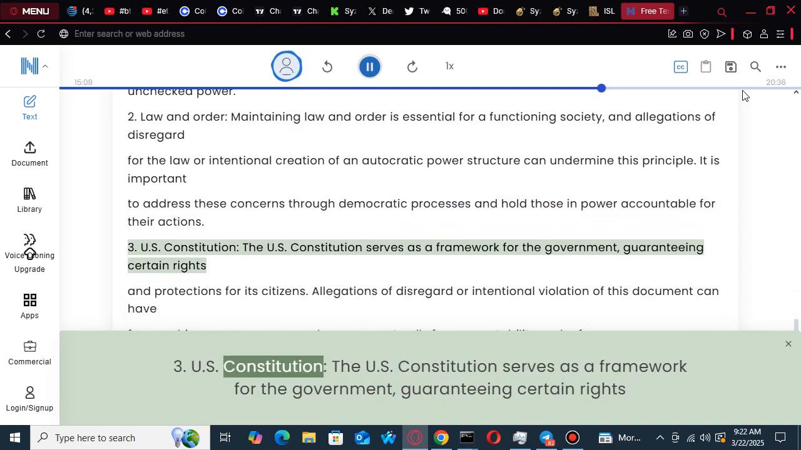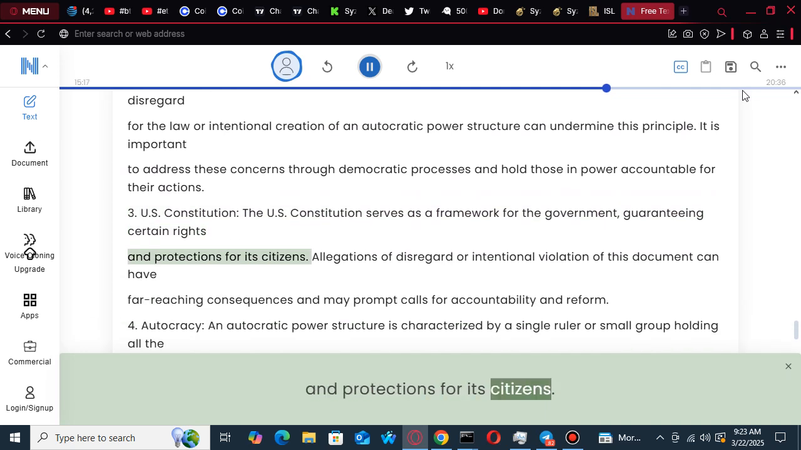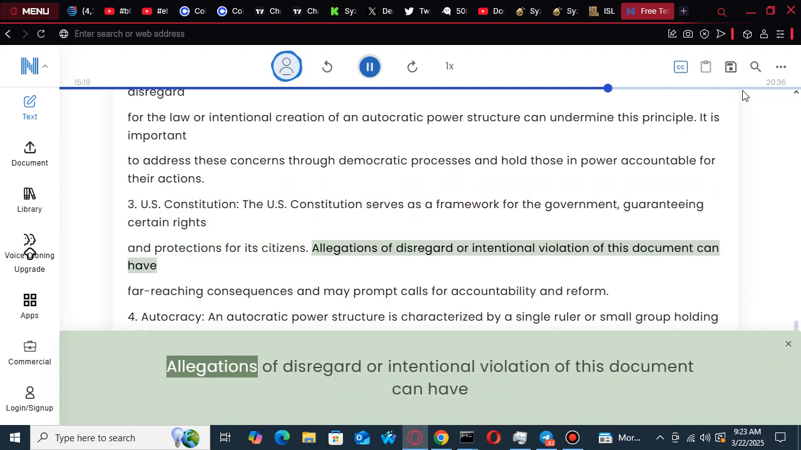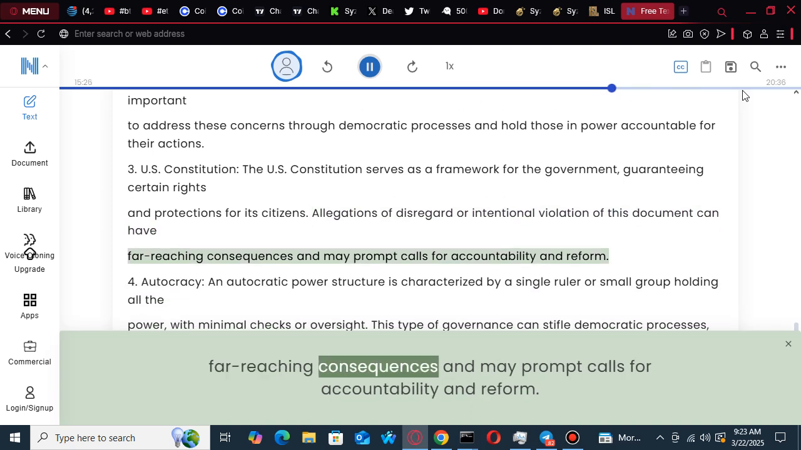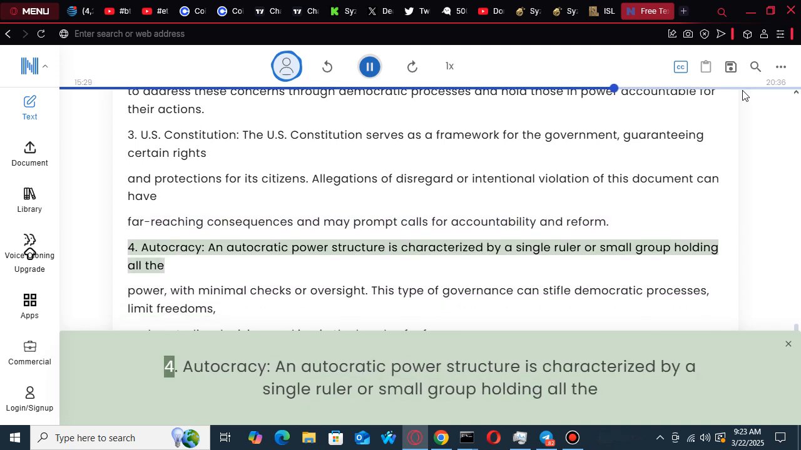3. U.S. Constitution. The U.S. Constitution serves as a framework for the government, guaranteeing certain rights and protections for its citizens. Allegations of disregard or intentional violation of this document can have far-reaching consequences and may prompt calls for accountability and reform. 4. Autocracy.